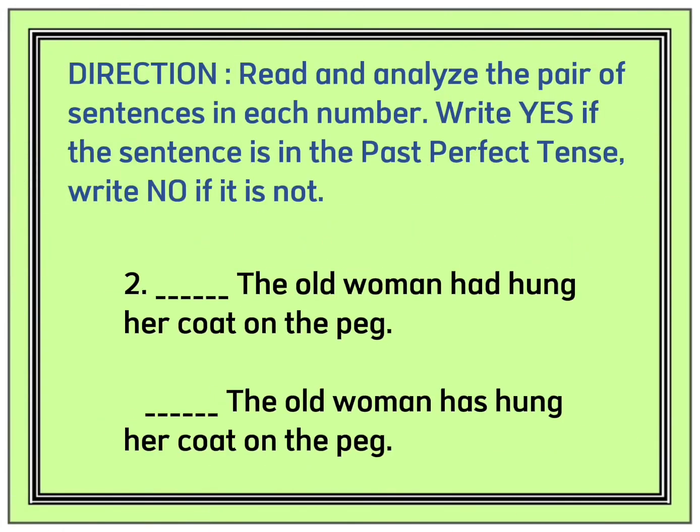For number 2, the sentences are the old woman had hung her coat on the peg. The old woman has hung her coat on the peg. Let's check your answers in number 2. In the first sentence, the answer is yes. In the second sentence, the answer is no.